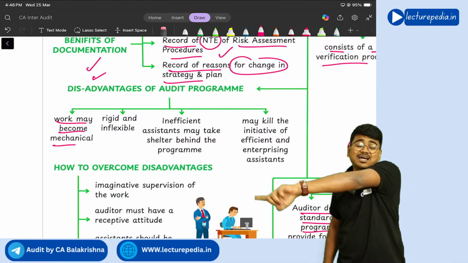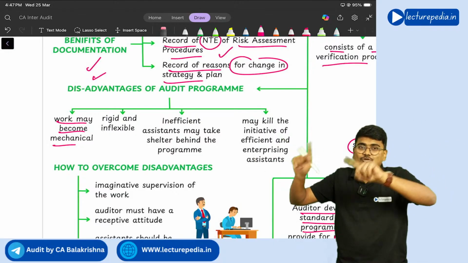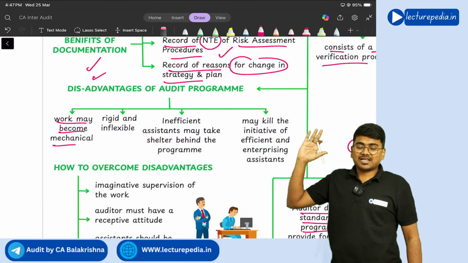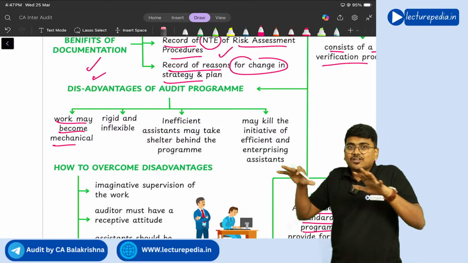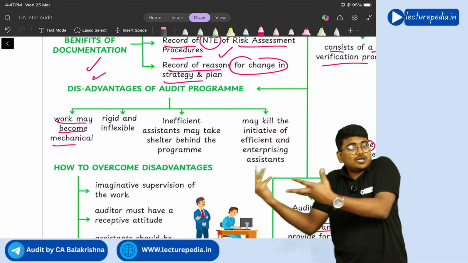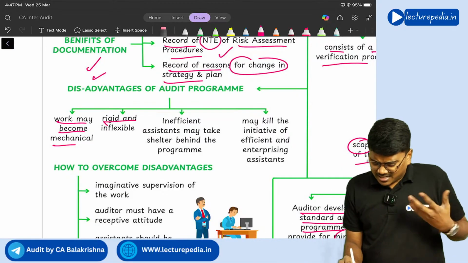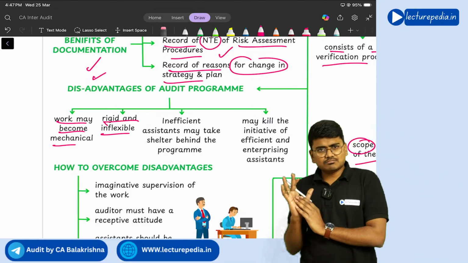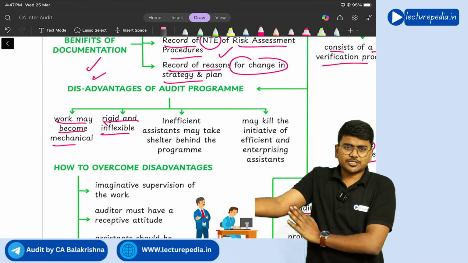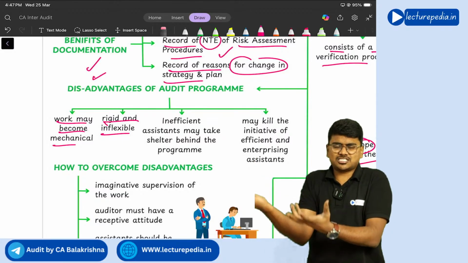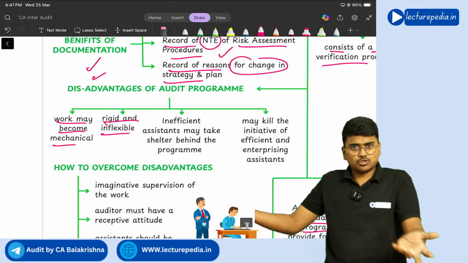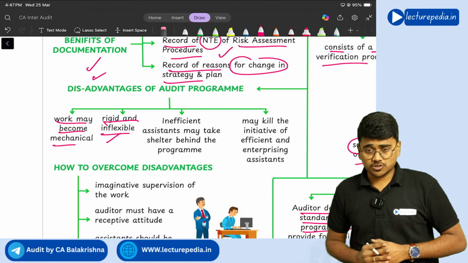However, this disadvantage can be overcome. How? By asking the article assistant to keep an open mind. If you ask the article assistant to keep an open mind, he will go beyond the audit program, right? In that way, the work will not be mechanical for the article assistant, right? So that is the disadvantage, and I also told you how to overcome it. Next, rigid and inflexible. Yes, one of the disadvantages: you are giving this list of procedures and asking the assistant to do this, so it is very rigid and inflexible. To overcome this, again ask him to be open minded, the same solution for this second disadvantage also.